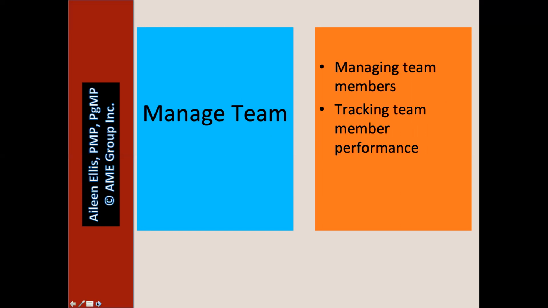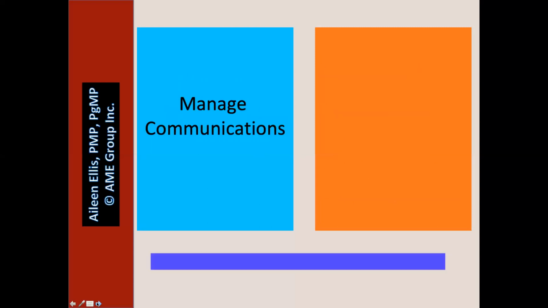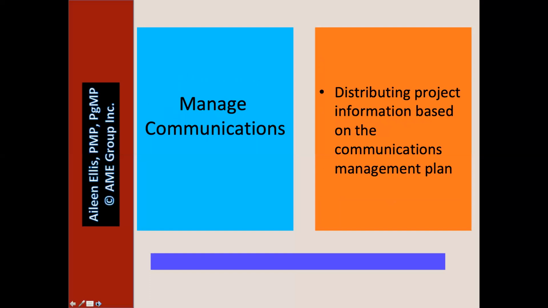Manage team, I think the definition here is a little surprising. Managing team members, that makes sense. Tracking team member performance, managing conflict, providing feedback. For me, that doesn't sound so much like a manage or an executing process. Manage communications, distributing project information based on the communications management plan. This process is closely linked to manage stakeholder engagement.